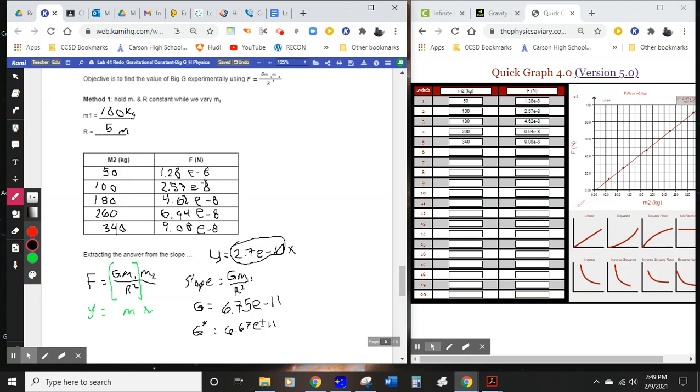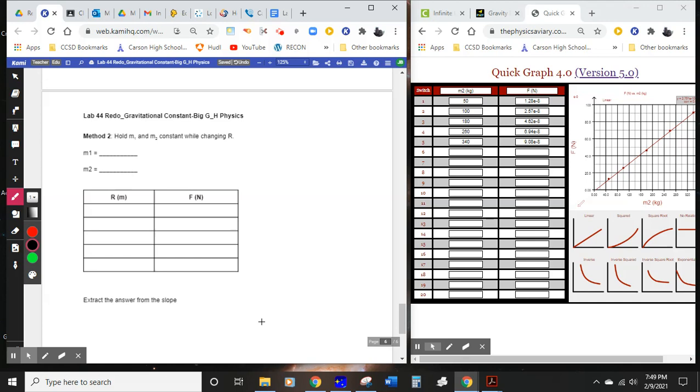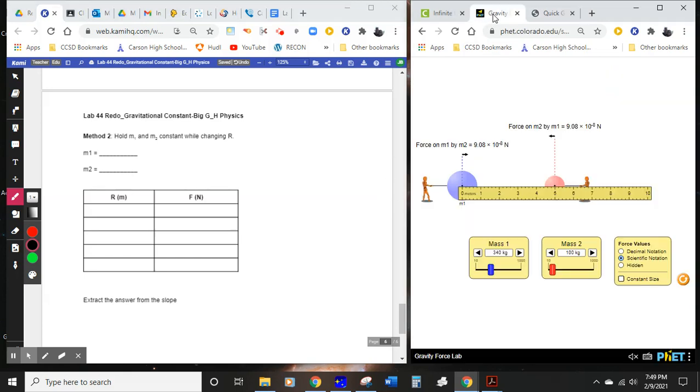All right, now let's take a look at method number 2. Method 2 says to hold M1 and M2 constant while changing R. So let's go back over here and hold M1 and M2 constant. Here is M1 and here is M2. M1 is 340 kilograms, and M2 is 100 kilograms.